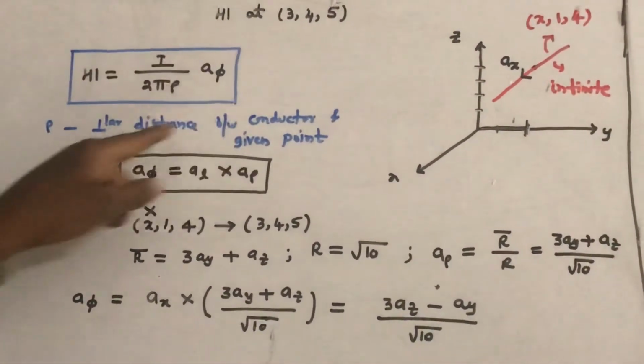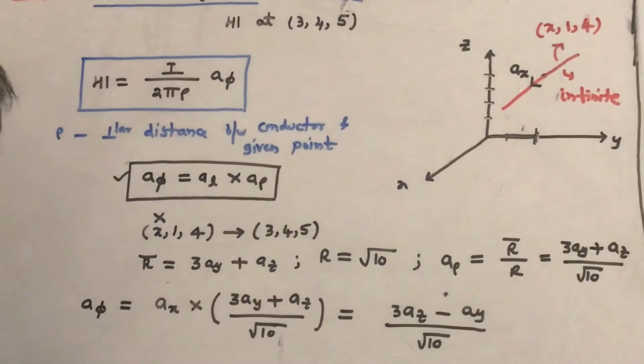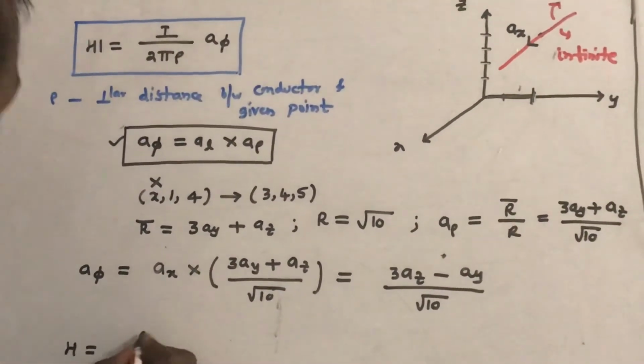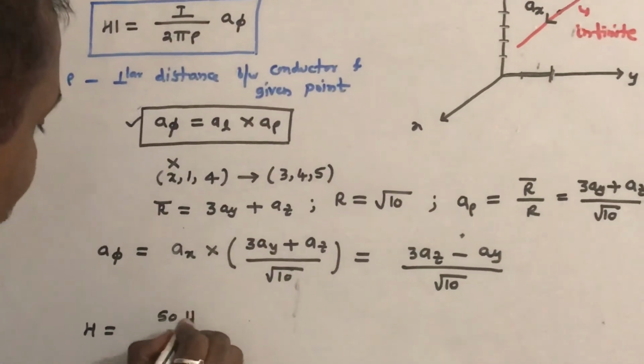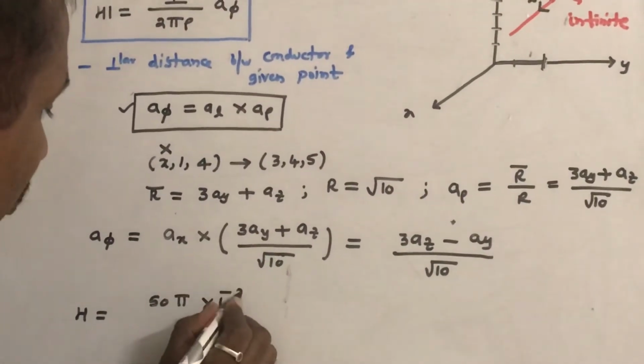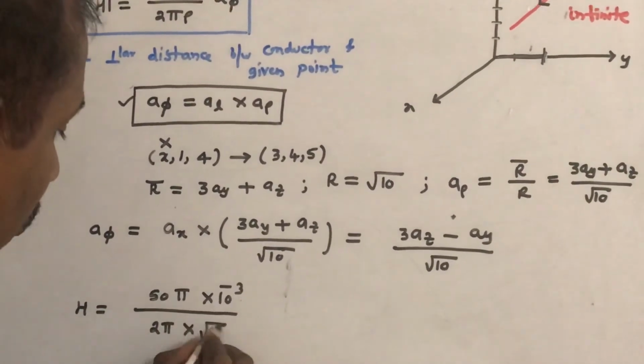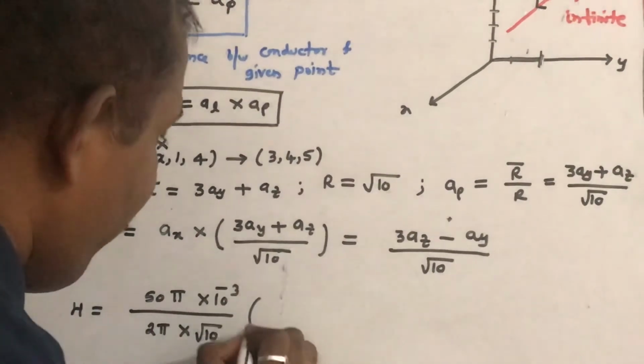So let us substitute all these things in the formula for H1. Therefore H1 is equal to, what is the current carrying? It is carrying a current of 50 pi milli, 10 power minus 3, by 2 pi. So what is the perpendicular distance? Root 10, into what is A phi?